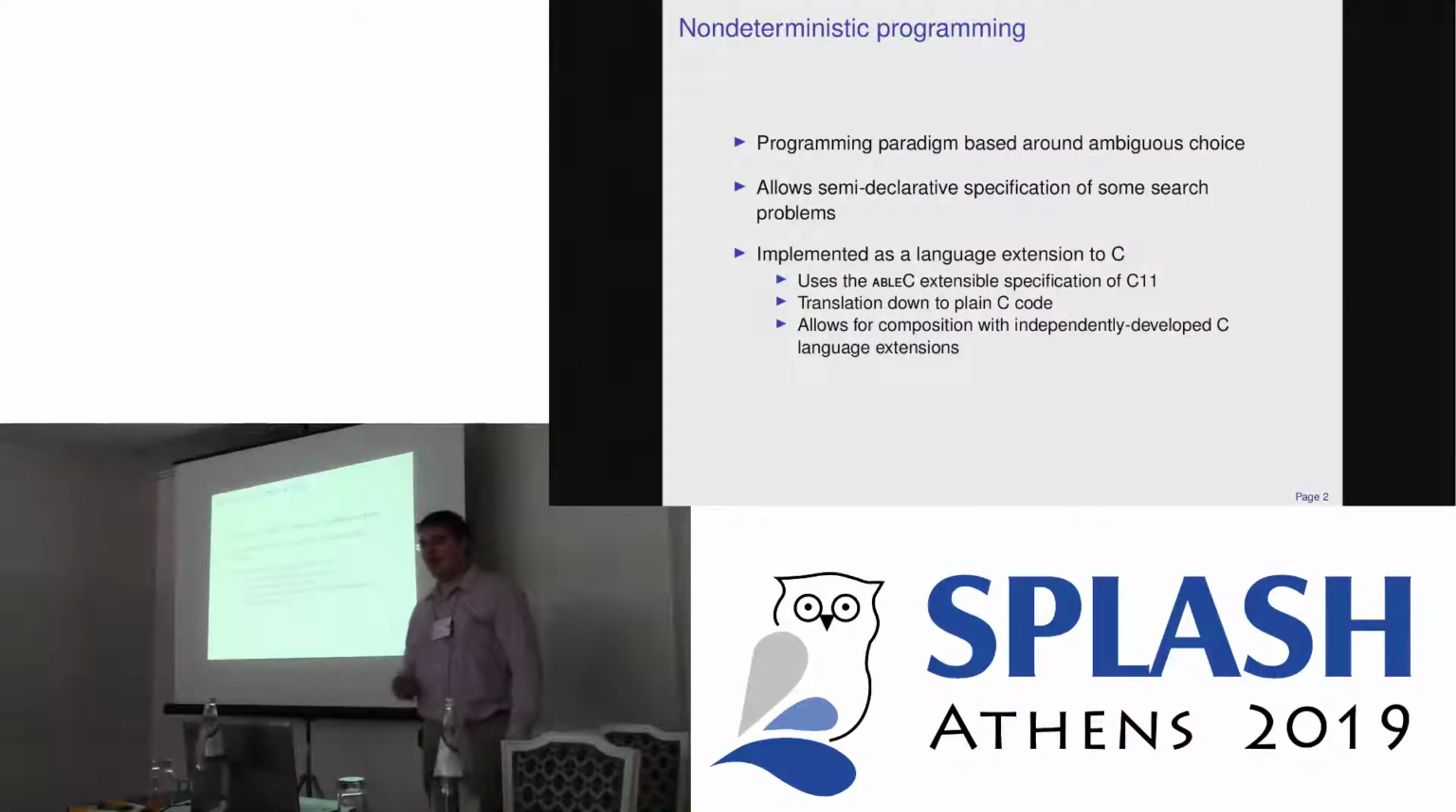And we've implemented this as a language extension to C, utilizing the AbleC framework that our group has developed. And AbleC is an extensible specification of C11 that allows independently developed language extensions to be written and composed together automatically by the programmer to provide different features that could be useful in a program, just like how they might use libraries, except providing new syntax and new semantics. And it does this by providing a translation down to plain C code.